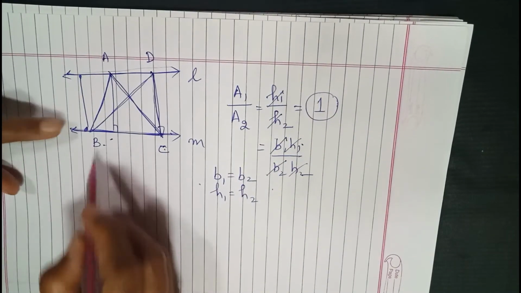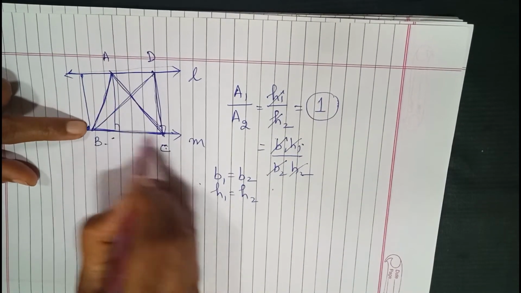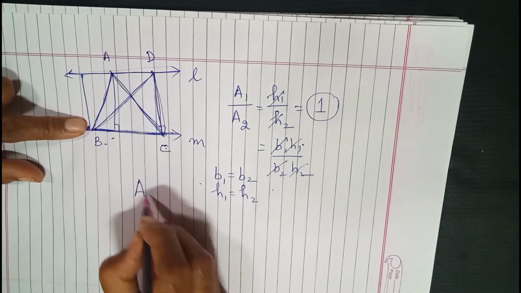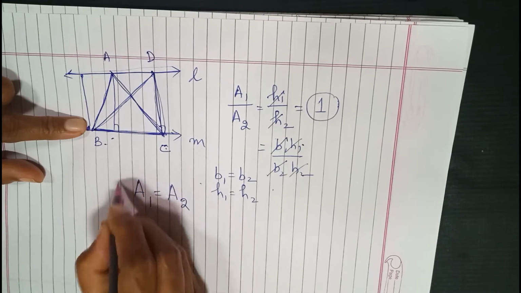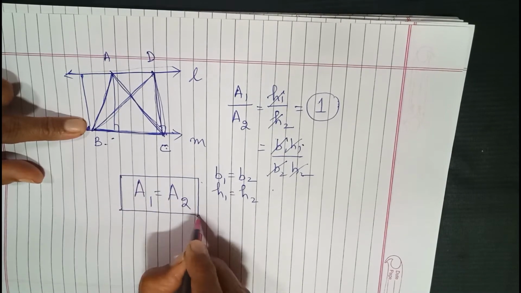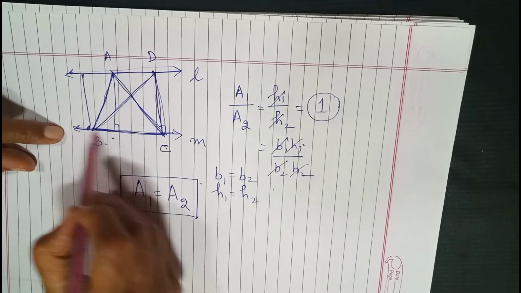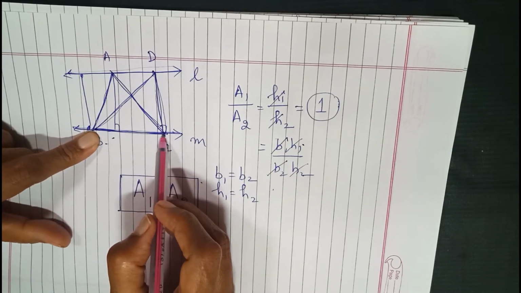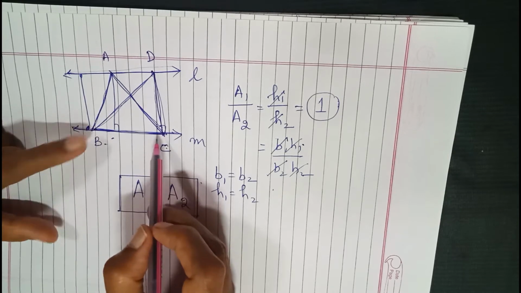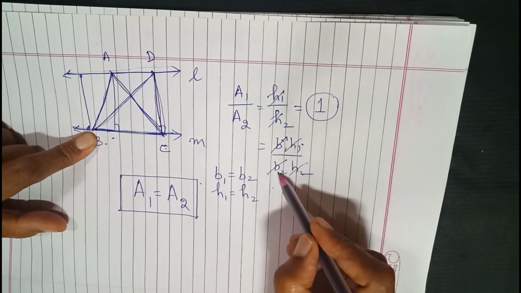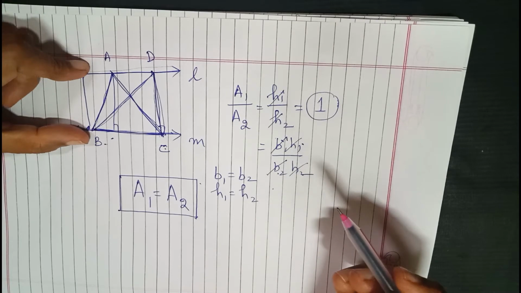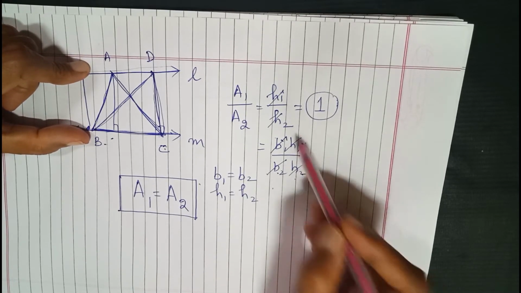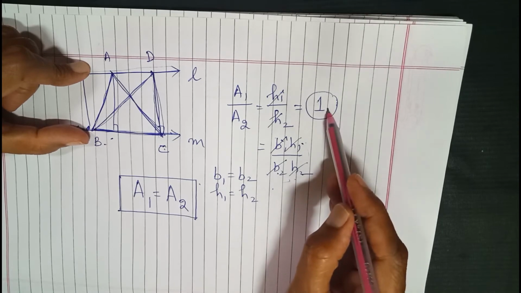In other words, the area of this triangle will be equal to the area of the second triangle. That is, A1 will be equal to A2. When will this be possible? When the two triangles are present between the two parallel lines and they have a common base. Then only this is possible. Because of the common base, we have cancelled B1, B2, and because of the two parallel lines, the heights being equal, we have cancelled H1, H2 also. So everything gets cancelled and what remains is 1.